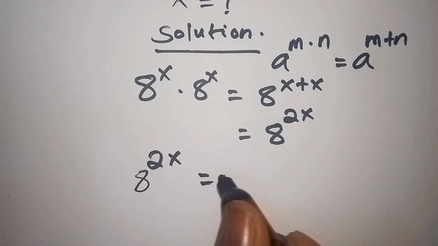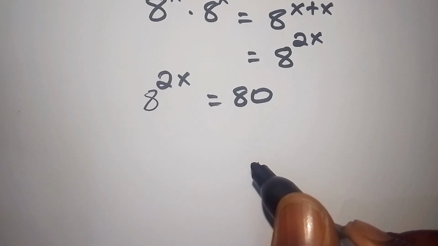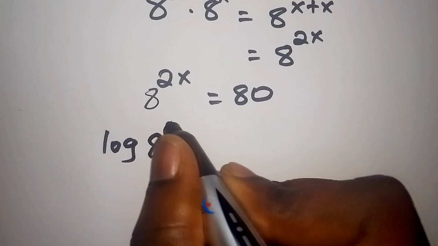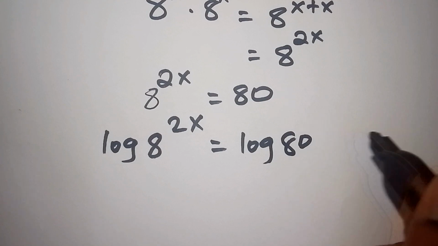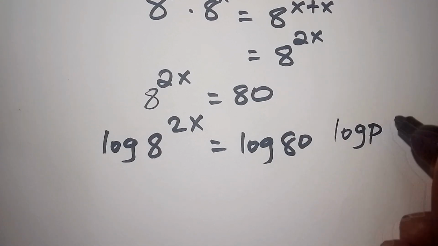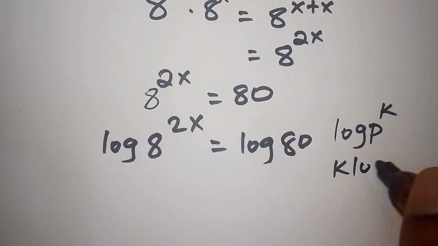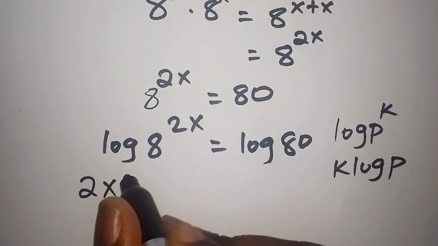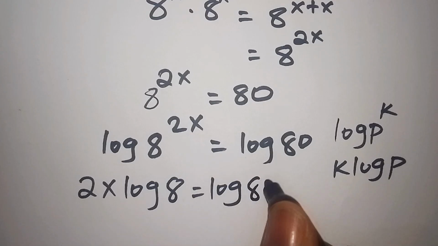That means we now have 8 to the power of 2x is equal to 80. The first step is to introduce the log on both sides. So here we have the log of 8 to the power of 2x is equal to the log of 80. Then when you have, for example, the log of p to the power of k, this can be worked out as k times the log of p. So here we have 2x times the log of 8 is equal to the log of 80.